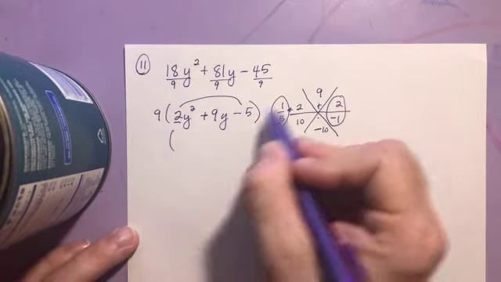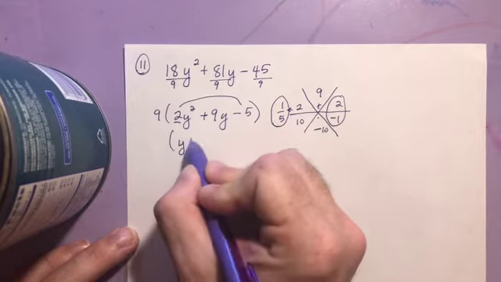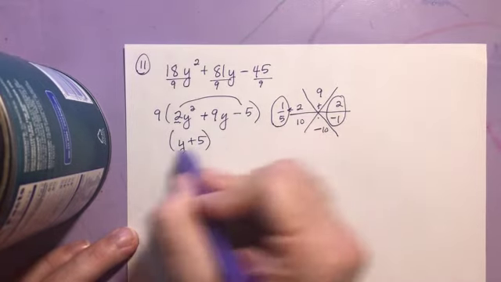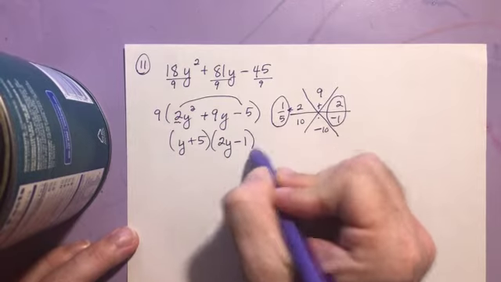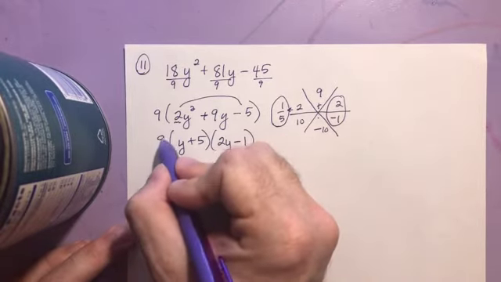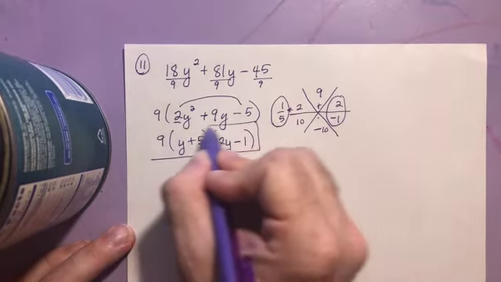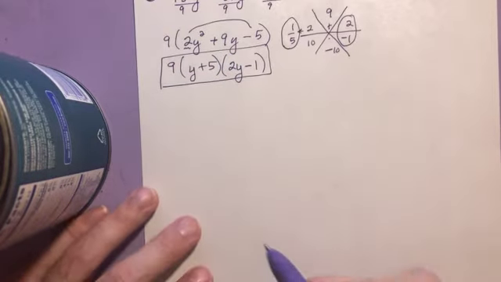So 1y plus 5, top, bottom, left, right. And then 2y minus 1, top to bottom, left to right. Don't forget your 9. All done.